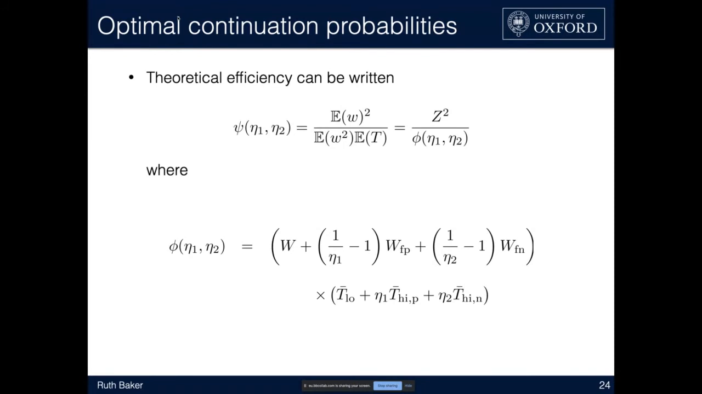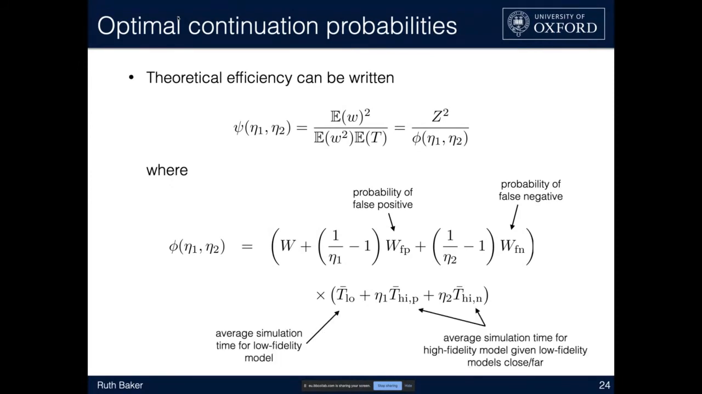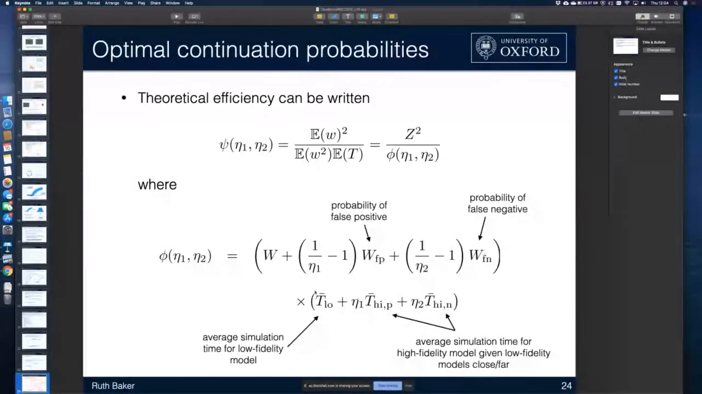What you see in there is that as well as e1 and e2, you've got a number of constants. What do those constants relate to? Well, W_FP is the probability of getting a false positive. That's the probability of, under the low fidelity model, accepting a parameter value, whereas under the high fidelity model you wouldn't. And the probability of a false negative, W_FN, is the probability in which your low fidelity model says to reject a parameter value, whereas your high fidelity model would accept it. So that's two of the coefficients in that expression. The other ones relate to the time it takes to generate the simulation. T_low is the time it takes to generate a simulation under the low fidelity model, or the average time. And these two are the time it takes to generate a simulation under the high fidelity model, given the models are far or close to the data.